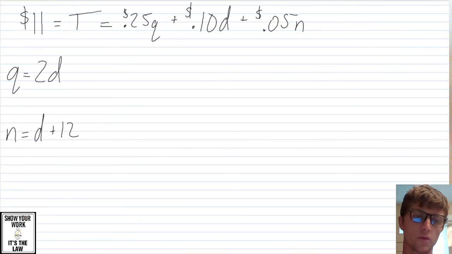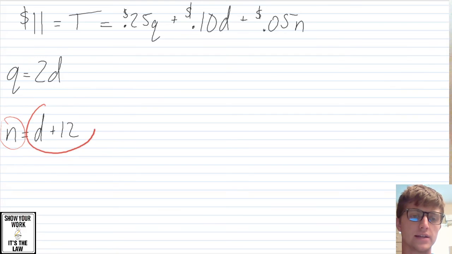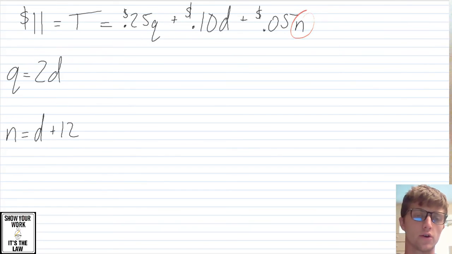But luckily, we have our sentences down here. They all have a D in them. So if we make a substitution, then the only variable we're going to have left are D's.